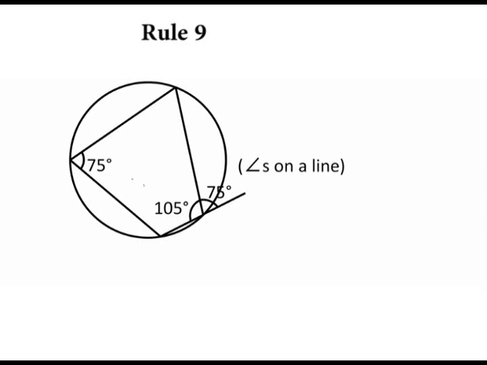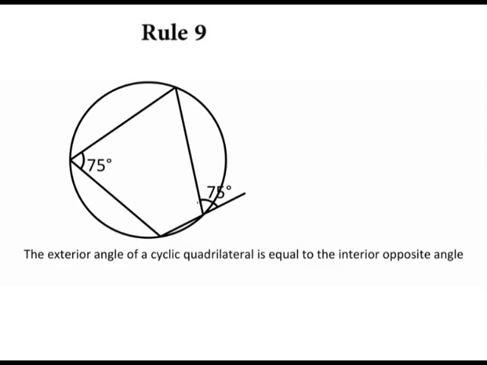But certainly you can see that the 75 degrees we started with is equal to the 75 degrees we found in the end. And so we can remove this 105 degrees and see the two 75 degrees angles. That is, the exterior angle of a cyclic quadrilateral is equal to the opposite interior angle. You can write that in shorthand as exterior angles of a cyclic quadrilateral.